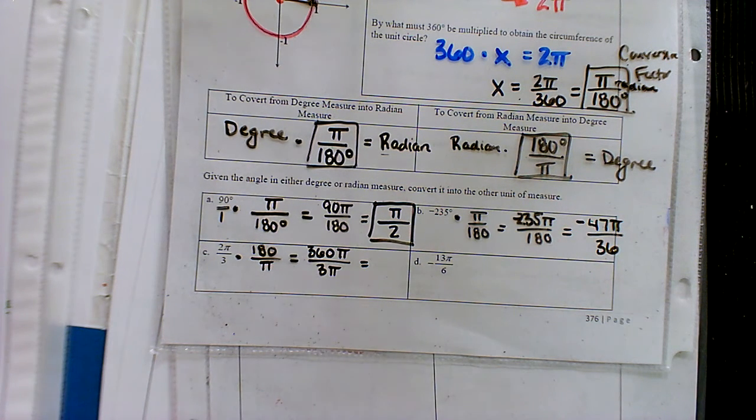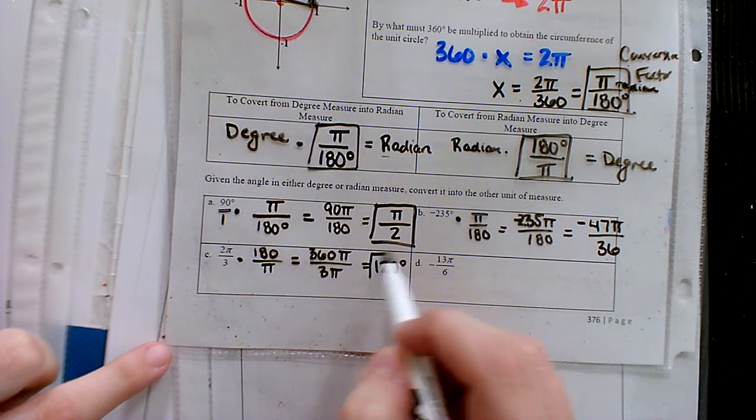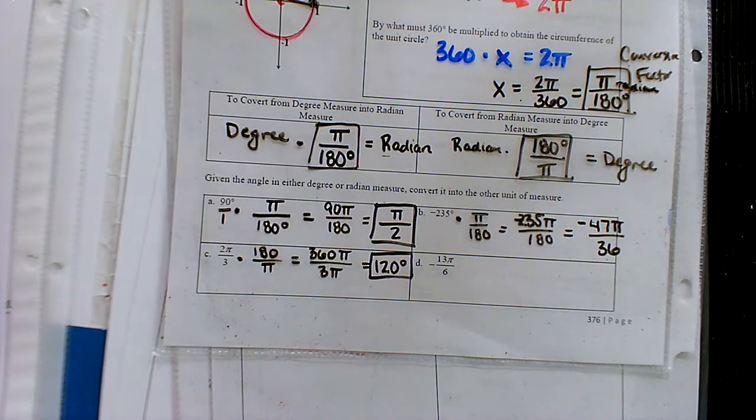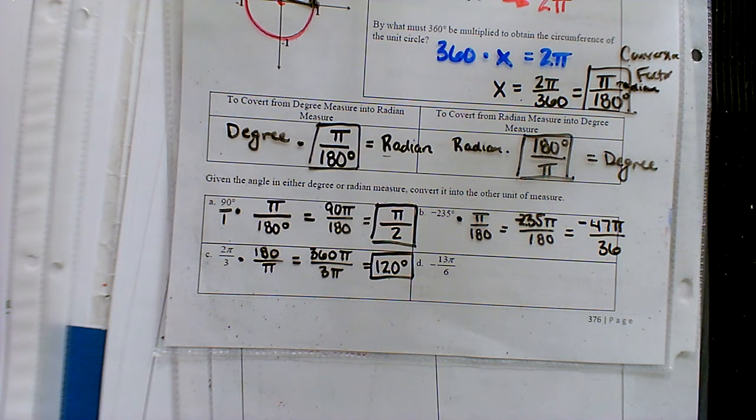So what are we left with? 120. Notice how the pi's are going to cancel, and the 360 divided by 3 would simplify to 120. So if you were to walk 2 pi over 3 radians around the unit circle, that would be equivalent to a 120-degree angle. They mean the same thing. Do you guys want to try the last one? Convert the radian to a degree?